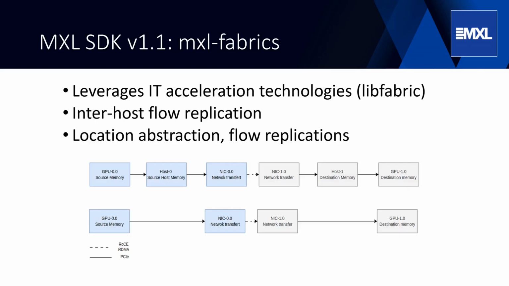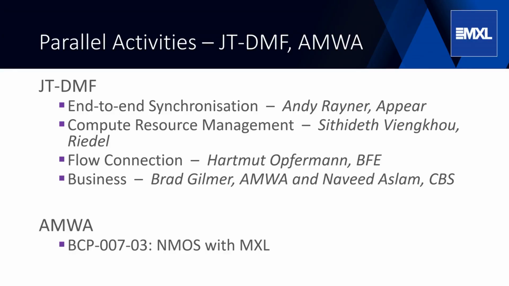So, quick overview of MXL fabrics. Basically, it bypasses the operating system. The transfer is done by the network adapter, which is, again, much better than sending small UDP packets through the network stack and down again. Again, maximum performance. We have parallel activities that happen at the moment through the JT-DMF group and the AMWA group.